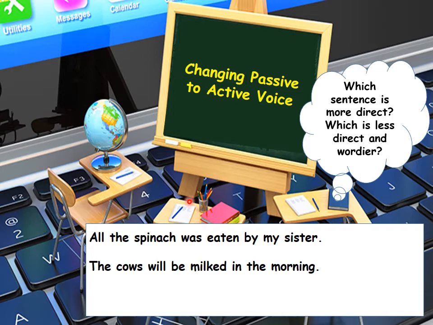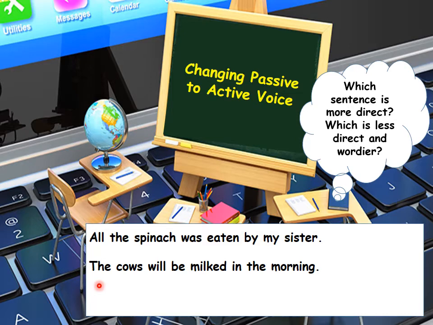Let's take a look. All the spinach was eaten by my sister. As you can see, it's in the passive form. Because the spinach did not do the action, obviously, the sister did it. So what we can do is put the sister in the beginning. My sister ate all the spinach. Now it's in the active voice form.